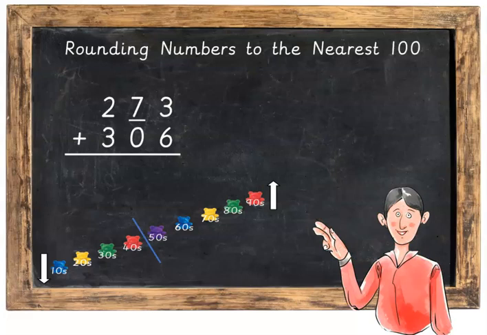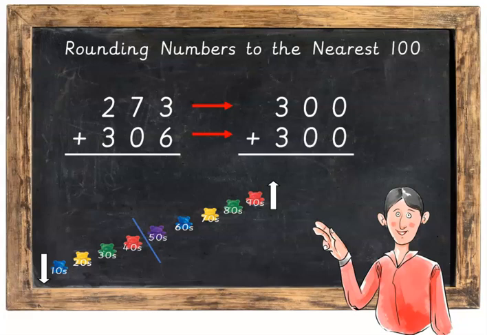Okay, because 273 has a 7 in the tens, that will get rounded up to 300. 306 though has a 0 in the tens column, so that will get rounded down to the nearest 100, which is 300. So add those together and you'll get 600.